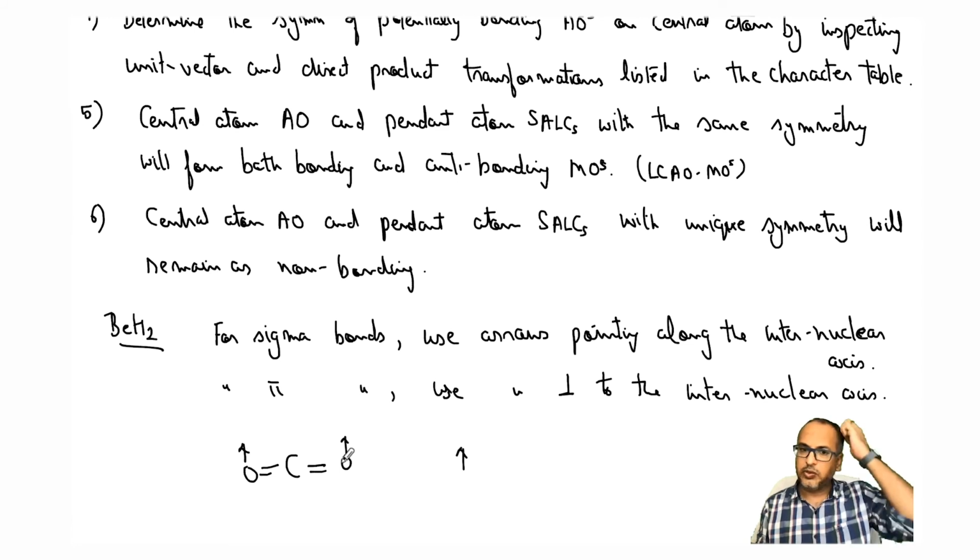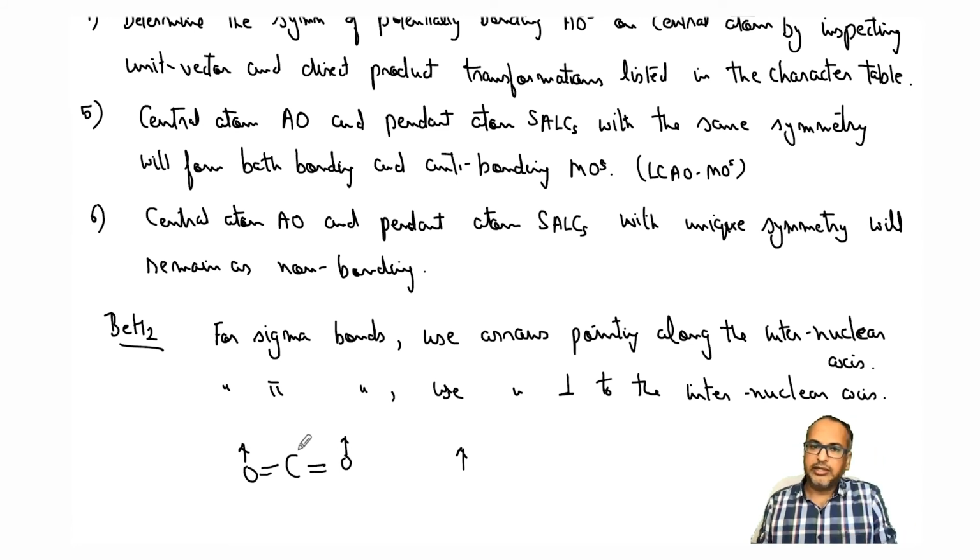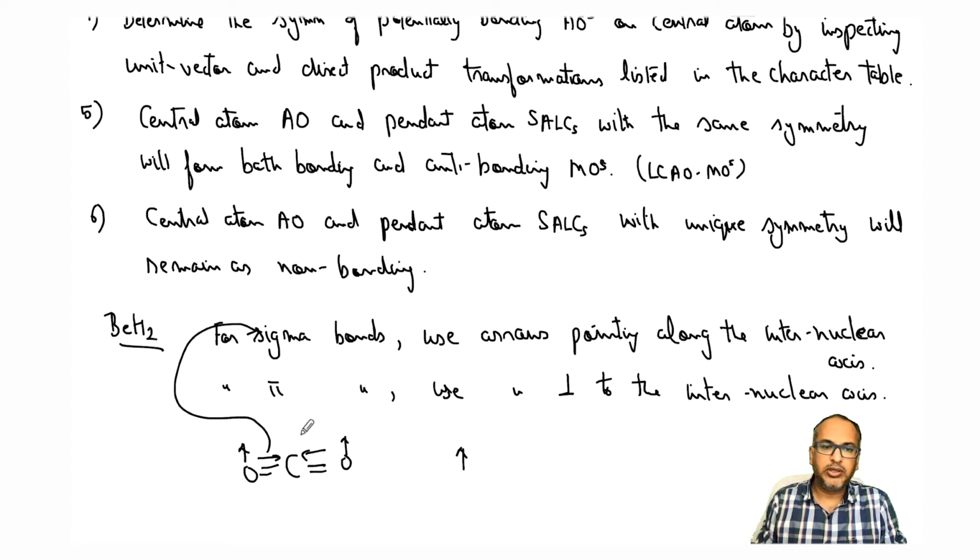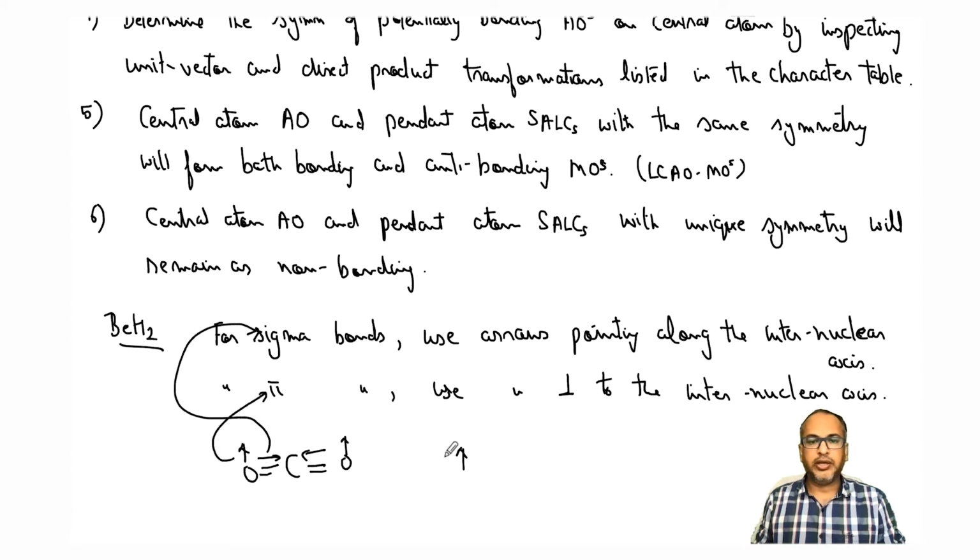Now these are the two outer or pendant atoms, and this is the central atom, right? So we are considering the formation of SALCs using these two orbitals, which are the pi orbitals. Now you have to consider arrows which are perpendicular, but for sigma bonds you have to consider them like this. So these arrows are for sigma bonds and these arrows are for pi bonds. This should be very, very clear.